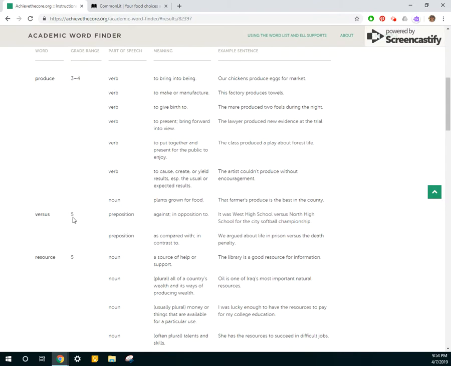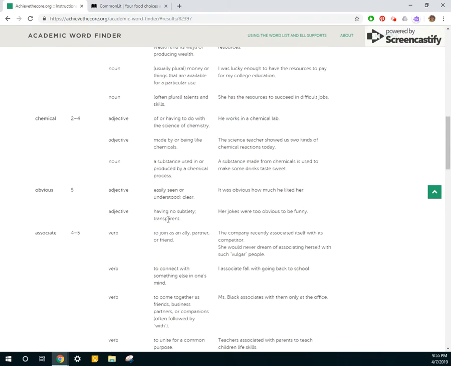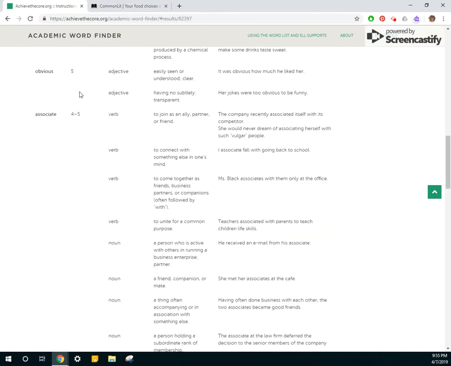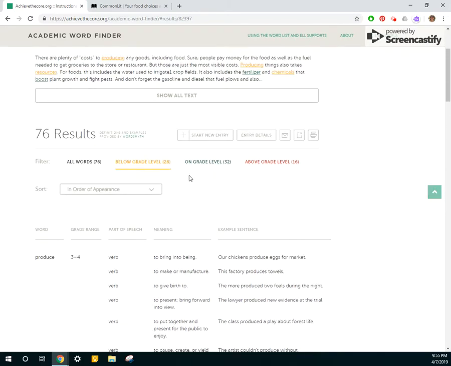So versus, according to Academic Word Finder, is a 5th grade level word. So your on grade level readers will probably know that one, but some of our ELLs who are reading at a 2nd grade level, they're not going to necessarily know that word. So you may want to be prepared for that. All right, associate, obvious. These are words that they should know if they're reading on a 6th grade level.